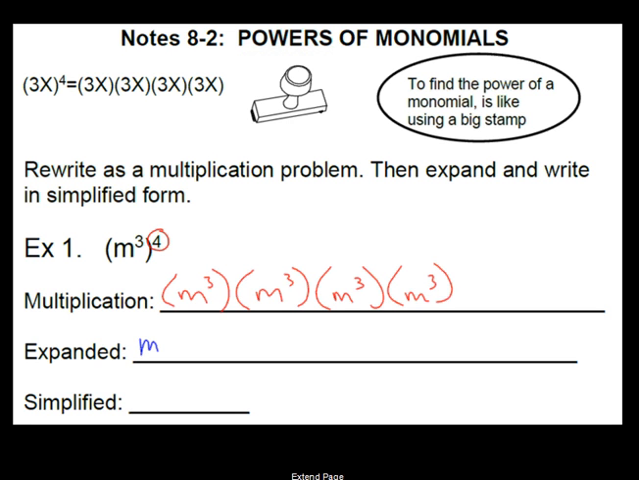So I'm going to have 1, 2, 3, that takes care of the first one. Then I'm going to have 1, 2, 3, the second one. 1, 2, 3, that's the third one. And then 1, 2, 3, the fourth one. Now it's a matter of seeing how many m's I actually have. Well, there's 1, 2, 3, 4, 5, 6, 7, 8, 9, 10, 11, and 12. So my final simplified answer is m to the 12th power.